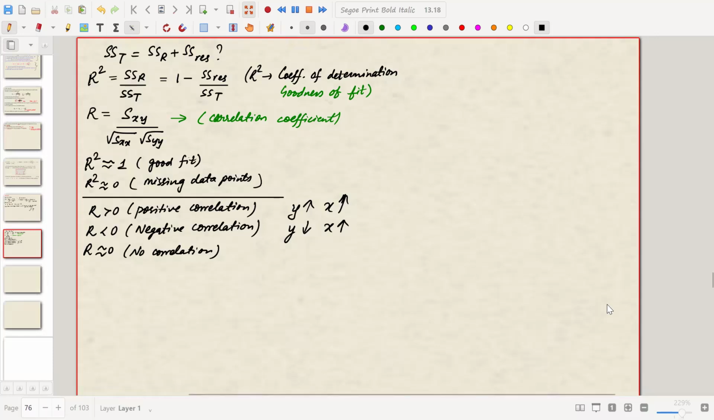So this is what it is. What does no correlation mean? The Xi's and Yi's are independent. That means there is no relation between Yi and Xi.